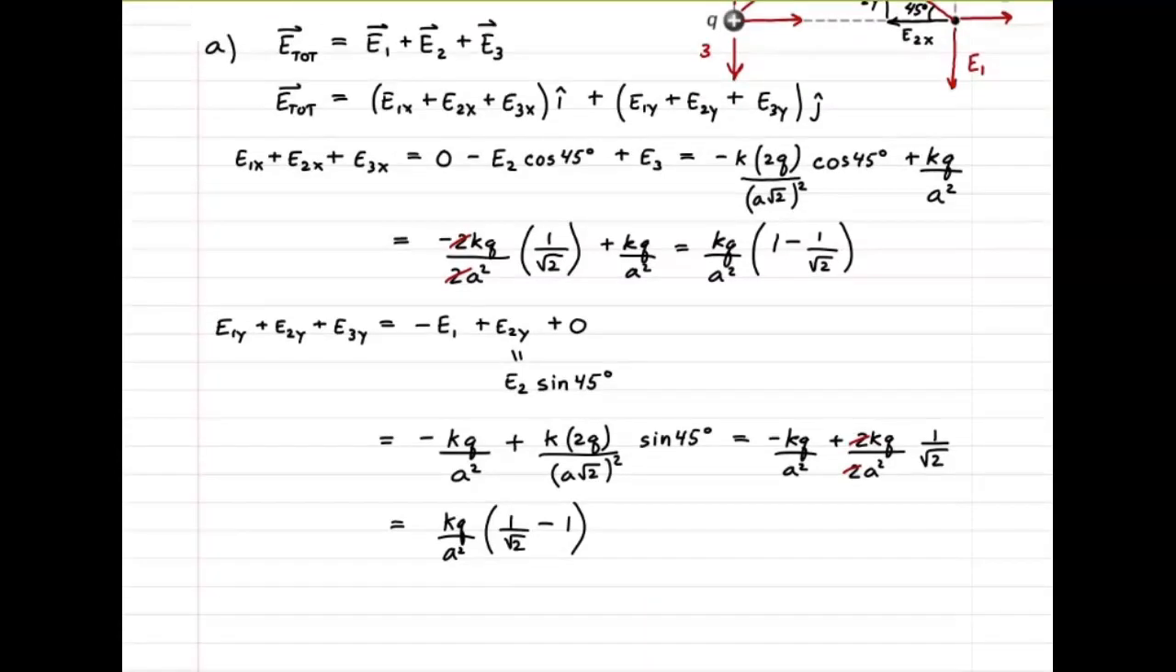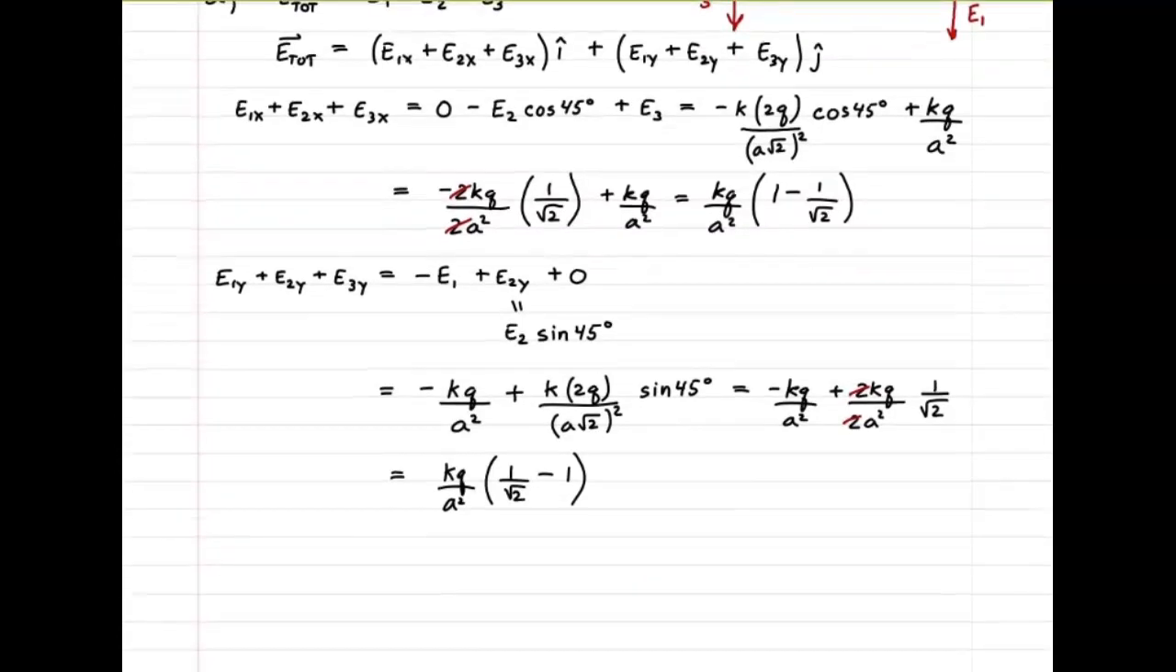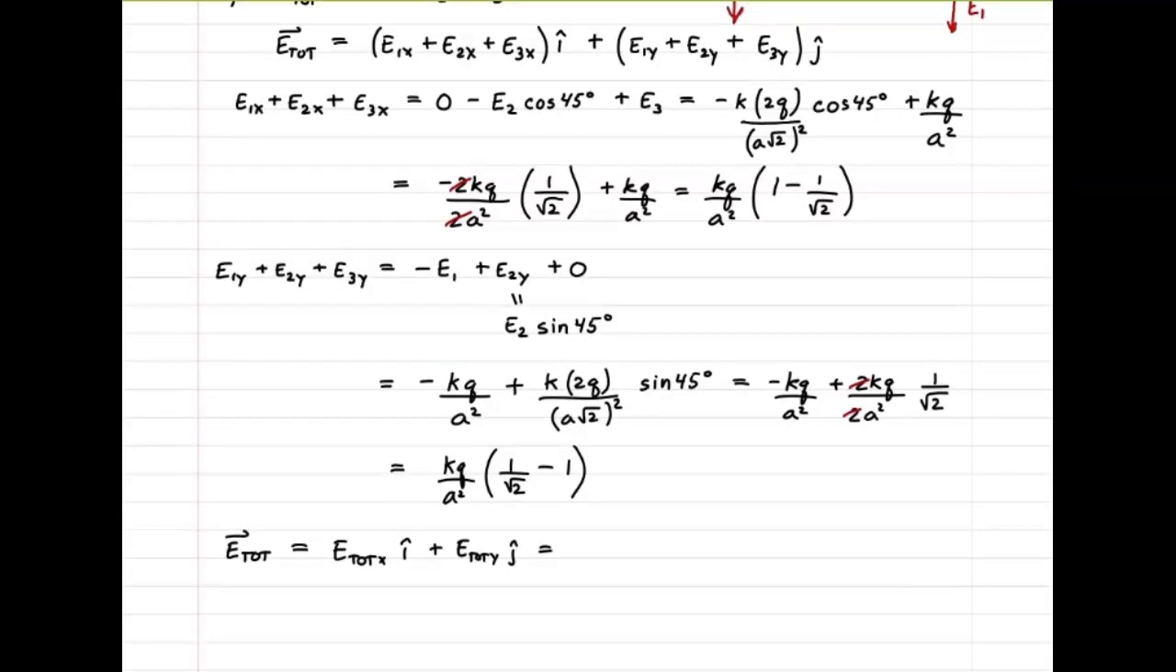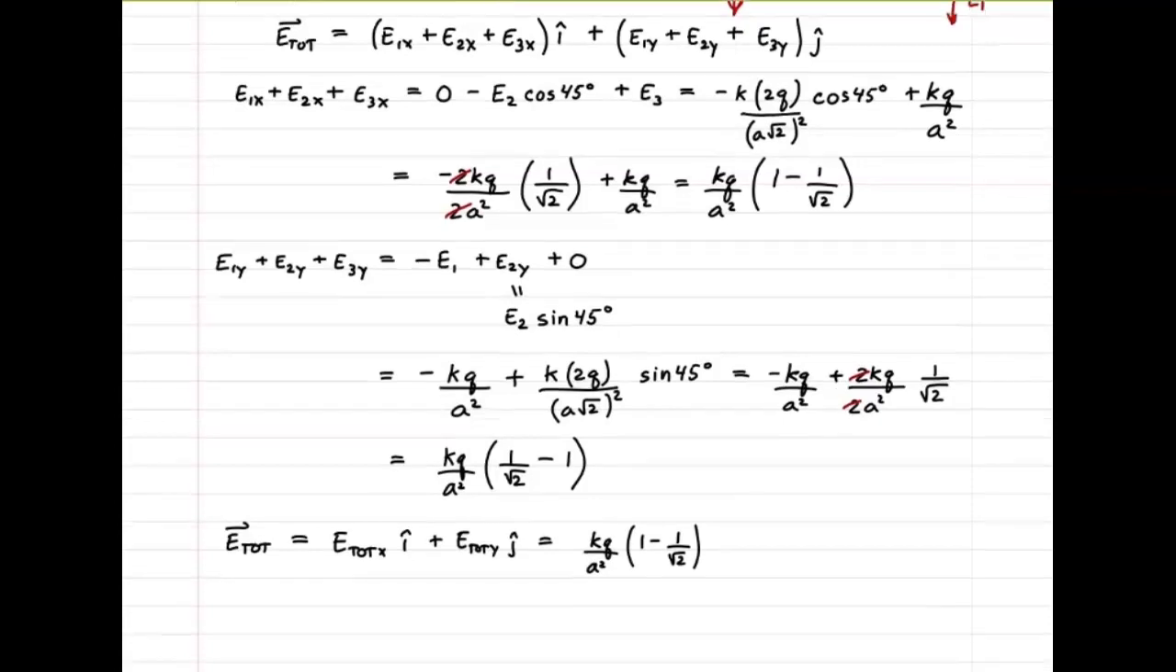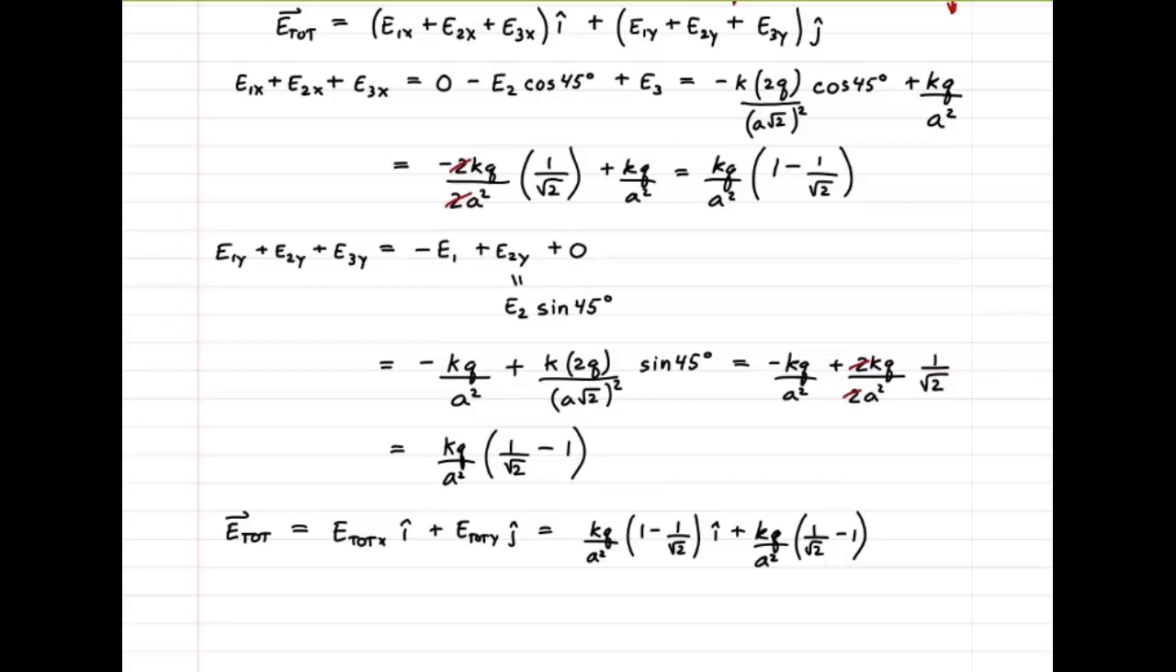Okay, so now we're ready to see what the total electric field looks like. We'll put E total vector. Remember, it's equal to E total x, which you just found, times i hat plus E total y times j hat. And if I put it in the expression above, we have kq over a squared, 1 minus 1 over root 2 times i hat plus kq over a squared, 1 over root 2 minus 1 j hat.